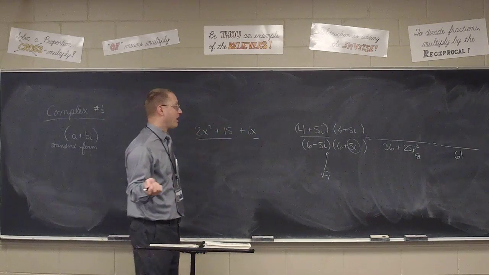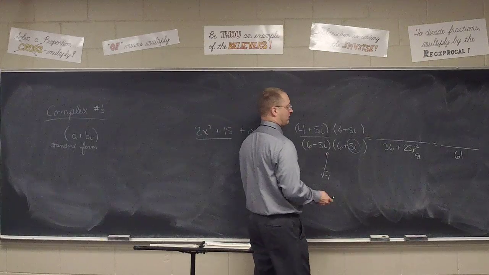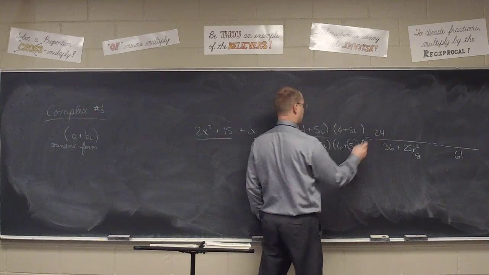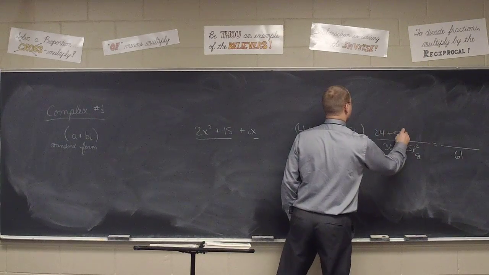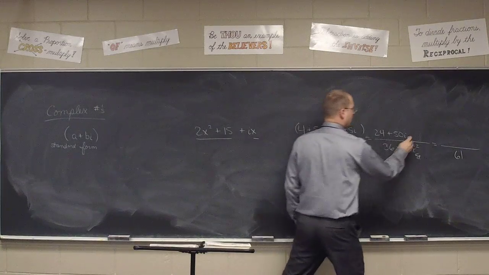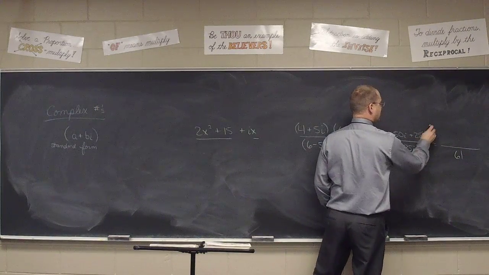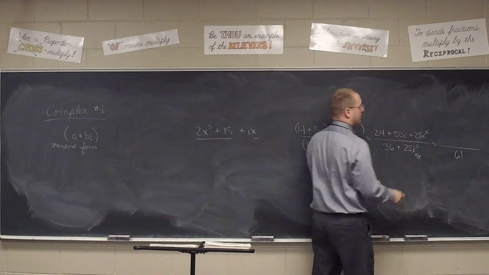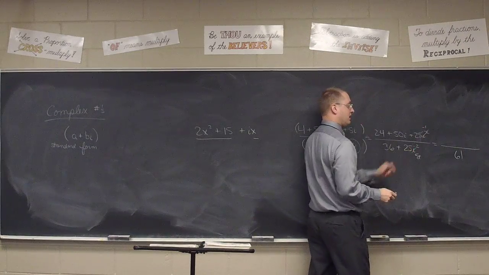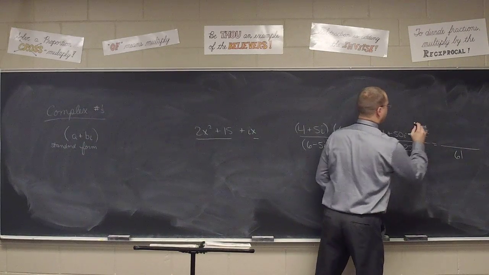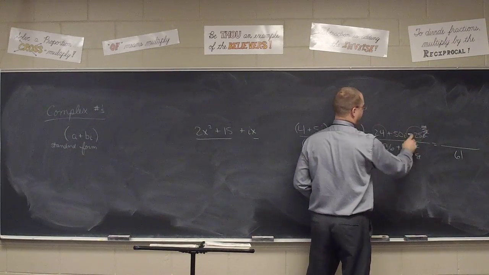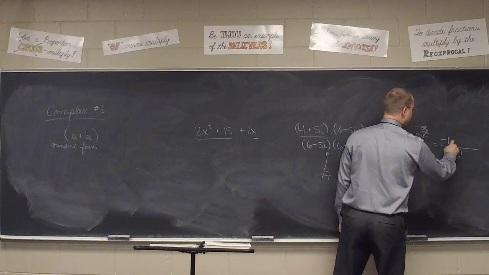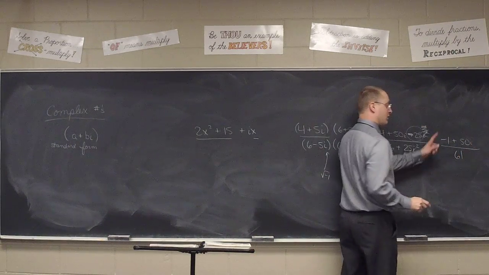A FOIL. FOIL. And when we FOIL, what do we end up with here? 24 plus 50i plus 25i squared. And here the i squared, of course, becomes a negative 1, so this becomes a negative 25. And so we combine the 24 and negative 25 to get negative 1 plus the 50i. You can leave it this way.